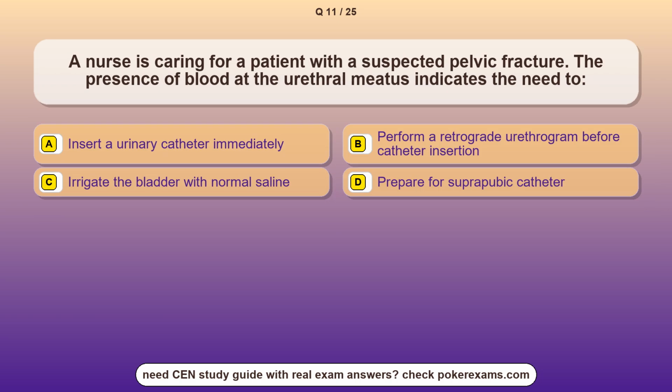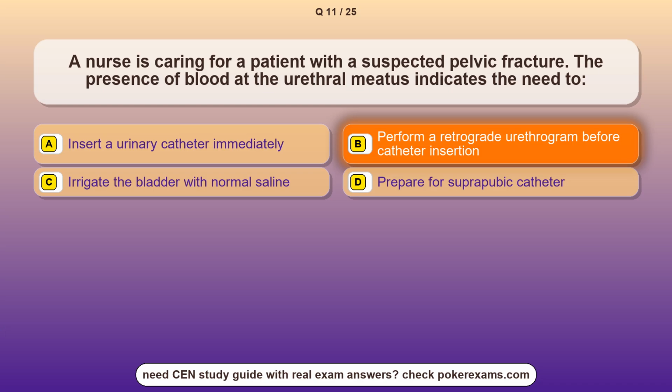Question 11. A nurse is caring for a patient with a suspected pelvic fracture. The presence of blood at the urethral meatus indicates the need to: Option A. Insert a urinary catheter immediately. Option B. Perform a retrograde urethrogram before catheter insertion. Option C. Irrigate the bladder with normal saline. Option D. Prepare for suprapubic catheter.